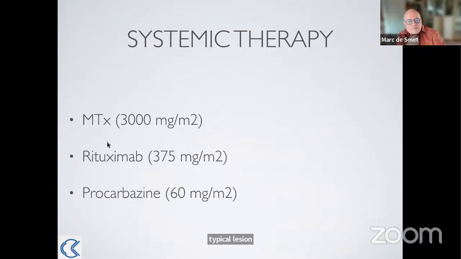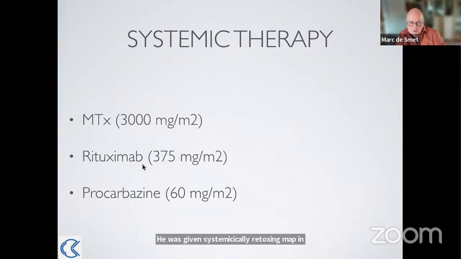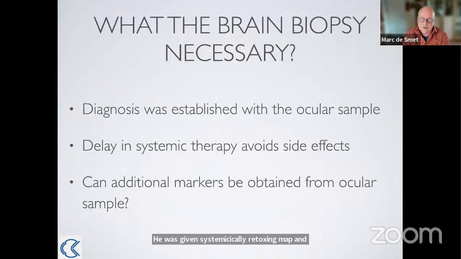He receives systemic therapy. Now you can see here that this is a lower dosage than what Anita has suggested, and at this dosage I've seen recurrences inside the eye. He was given systemically rituximab and procarbazine. The problem with these dosages in an elderly patient is that they can develop systemic side effects, and that's what happened with his kidneys. So was the brain biopsy necessary?